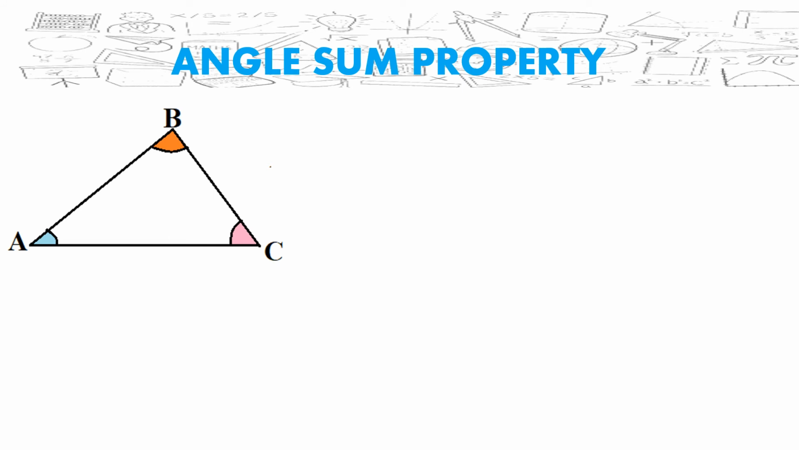When we are learning about triangles, there is one very important property that we should know. It is called the angle sum property. As the name suggests, in this property, we will talk about the sum of angles of a triangle.